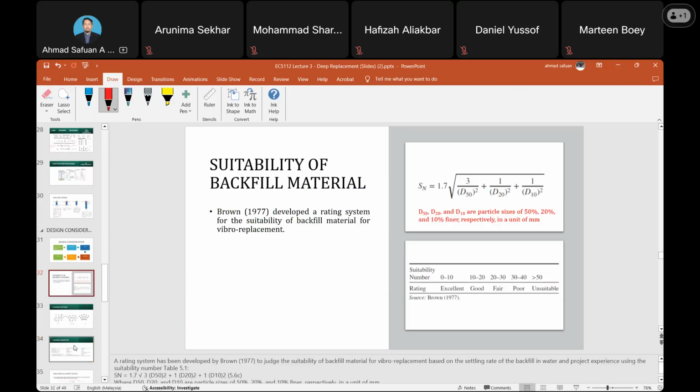Okay, so suitability of the backfill material. This is how to account for the suitability of backfill material for the stone column. Develop a rating system for suitability of a backfill material for vibro replacement. So SN is the suitability number.